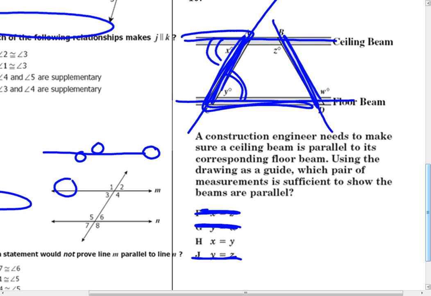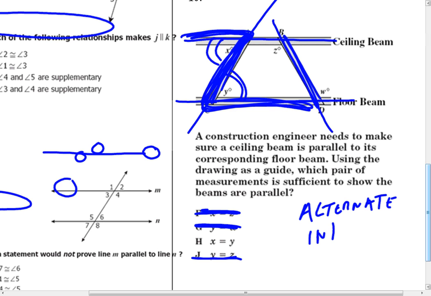What kind of letter, and what is the Z shape supposed to make you think of? Alternate interior. Because we have alternate interior angles that are equal. That means that this is parallel to this.